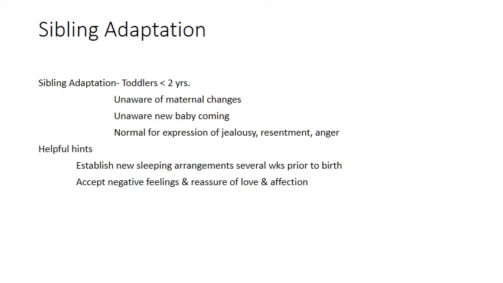Sibling adaptation. Toddlers less than 2 years old are unaware that mom's pregnant, unaware of the new baby. Some of them are jealous, with resentment and anger. They don't want you holding the baby. They want the attention. So the parents are encouraged to establish new sleeping arrangements several weeks prior to birth. So if the 2-year-old is still sleeping in the room, maybe they need to move them to their own big girl room or big boy room.